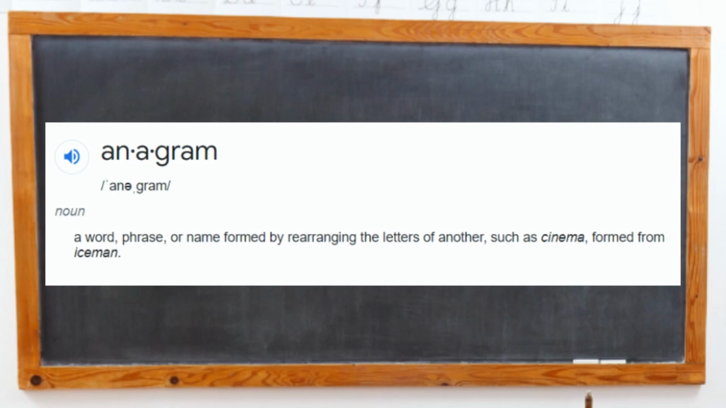Anagram. An anagram is a word or phrase that is formed by rearranging the letters of a word to construct a different word or phrase.